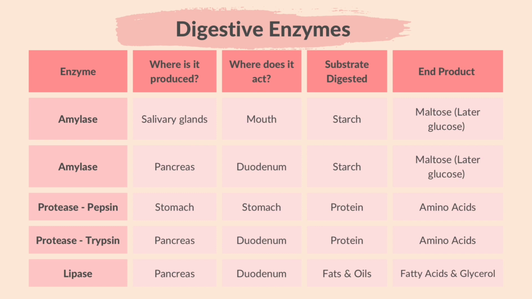The protease pepsin is produced in the stomach and acts in the stomach. The protease trypsin is secreted by the pancreas into the duodenum. The proteases break down protein into amino acids. The enzyme lipase is secreted by the pancreas and acts in the duodenum, digesting fats and oils into fatty acids and glycerol.